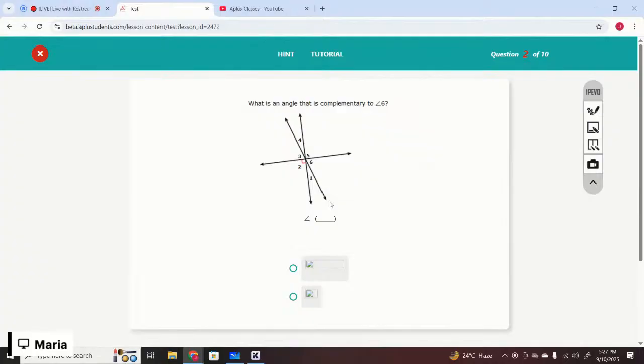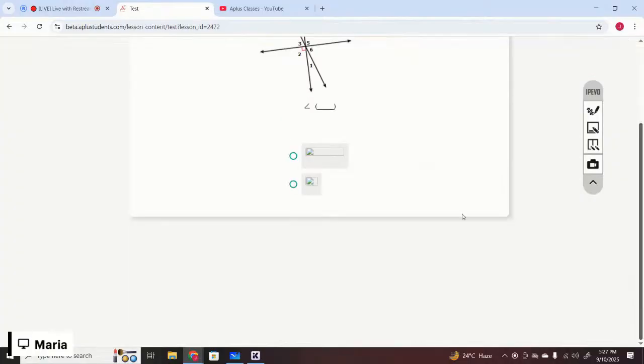What is the angle that makes angle 6 complementary, but the answers are not loading? Actually, I'm waiting for the answers to load. Now, what can I do? It would be angle 1, right? Now, I don't know which is the correct option.